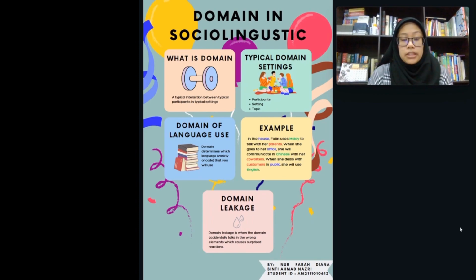So typical domain settings, there are actually three. We have participants, settings, and topic. So first of all, what is participants? Participants means the people that we are interacting with in the domain. It can be teachers, it can be educators, it can be our friends, our besties, our siblings, strangers, or even our family.